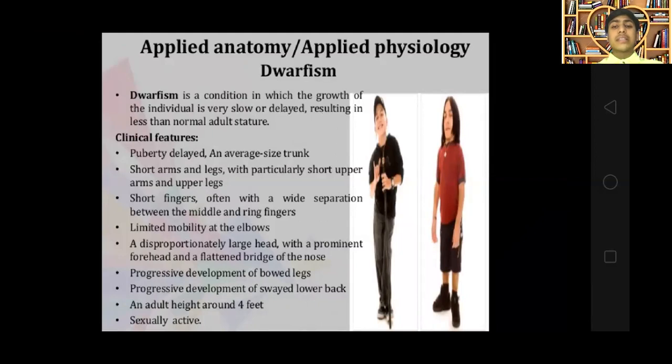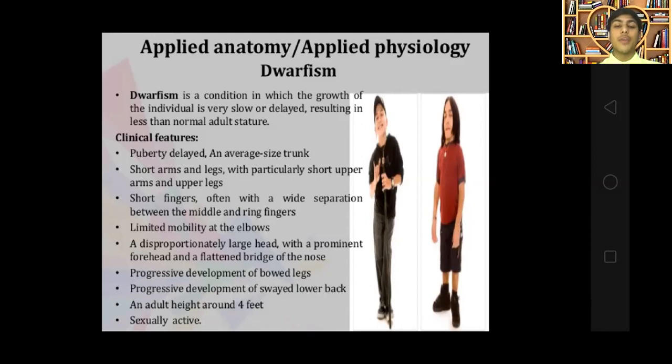Now, what is the criteria that we can identify the person is dwarf or not? Okay, now we are seeing it. They have short upper arms, upper legs, short fingers, limited mobility at the elbow, and many more things. You can say sexually active, and adult height around 4 feet.